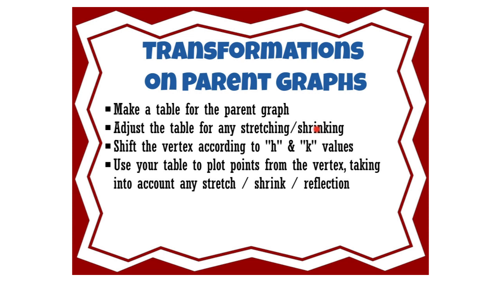All right, once you have your table adjusted, I'm then going to do the next thing, which is shift the vertex according to your H and K. So that vertex that normally is at 0, 0, we're going to shift it to its new spot. And then we'll use the table we did to plot our points. Now, I say that like I'm not going through and running points through the equation to plot them. I want us to be more efficient than that by now. So we're going to plot based on our table, taking into account any stretch or shrink or reflection that we decided there should be. Okay, let's try it.